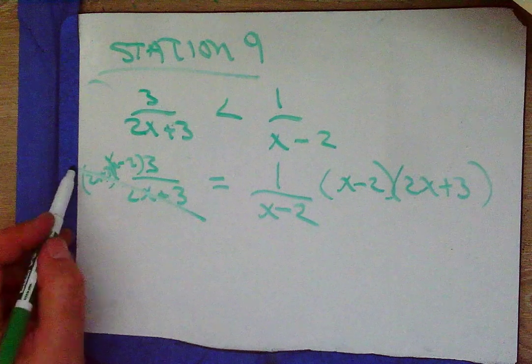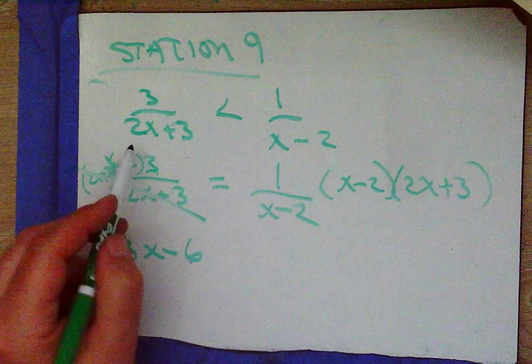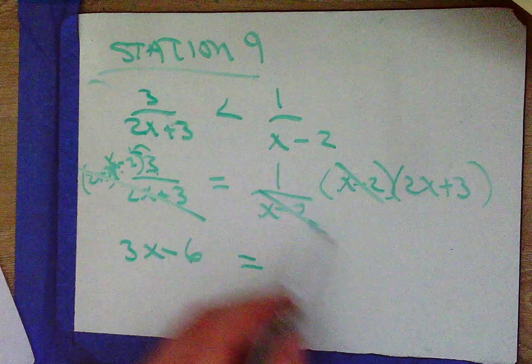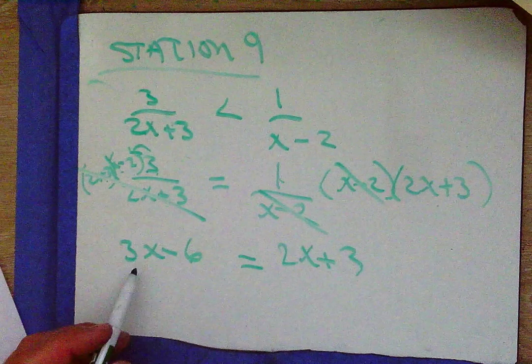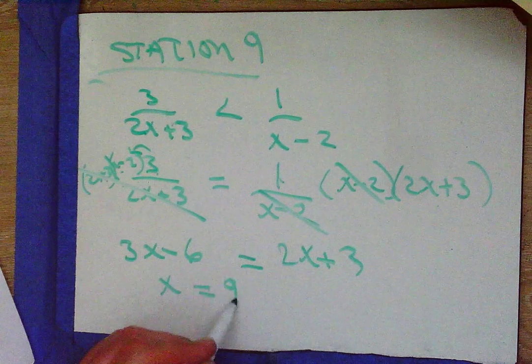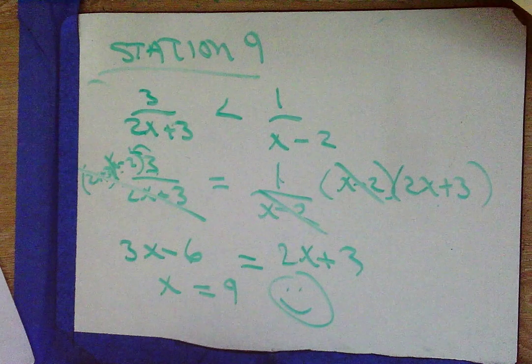So those cancel. I have 3 times x minus 2. Don't forget to distribute that 3 to the -2. And over here, these cancel, and I have 1 times this, so I get 2x plus 3. And so now I move the x's there, and the numbers there, and I get x equals 9. Is x equals 9 my only critical number?